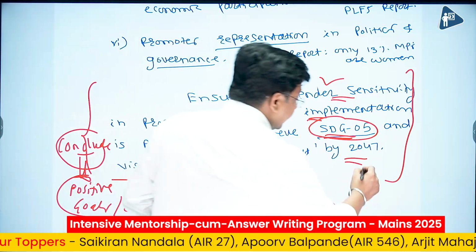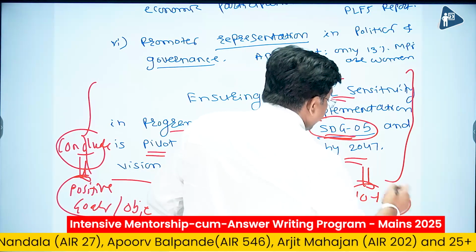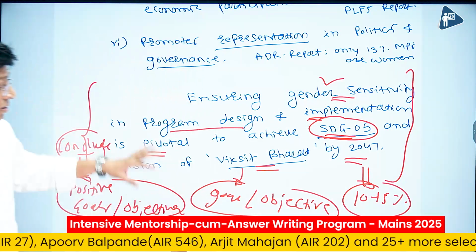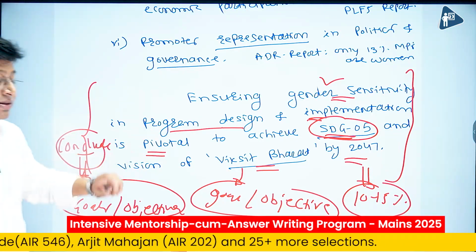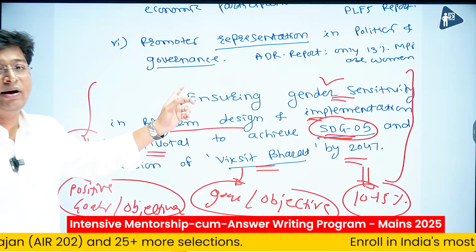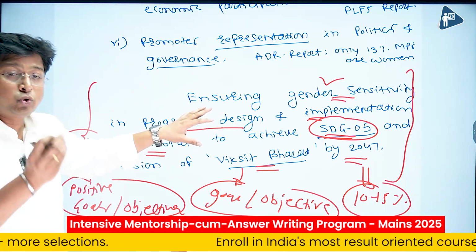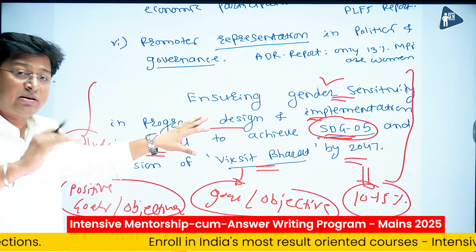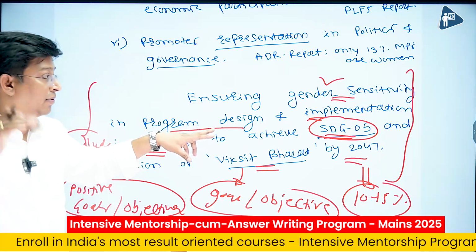And again, as I said, your conclusion should not be more than 10 to 15% of the answer, and the main central idea of the question should be addressed at a broader level in the conclusion. So I'm not addressing gender equality or gender equity or women empowerment, but I'm addressing issues of gender in general. So this is the broader level. Your conclusion must address the central theme at a broader level.